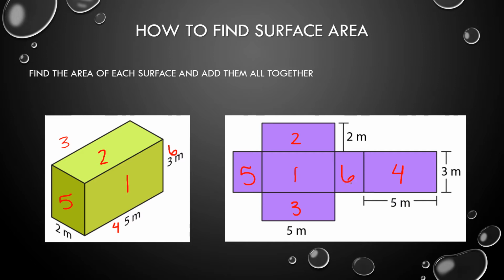Okay, so when we are finding surface area, all we would need to do is find the area of each one of these boxes. And once we know the area of all 6 of those boxes, we just add them together. And that is our surface area.